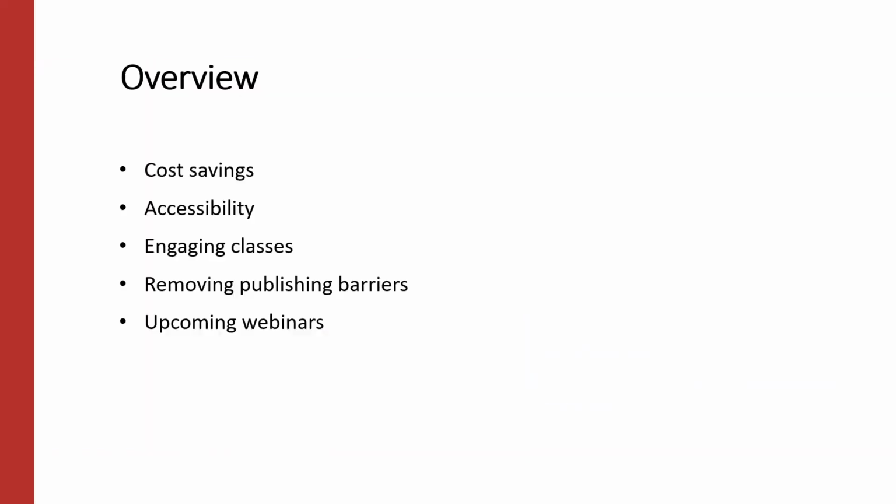So today we're going to talk about why you should use OER and OA, specifically about the issues of equity, which include the affordability of OER and OA for students and the accessibility of these materials. I'll also talk about the benefits of using OER and OA in the classroom, which includes the promise of engaging classroom sessions. And finally, I'll talk about how OER and OA create space for diversity in academic publishing. And at the end, I'll share the upcoming webinars in the rest of this series.